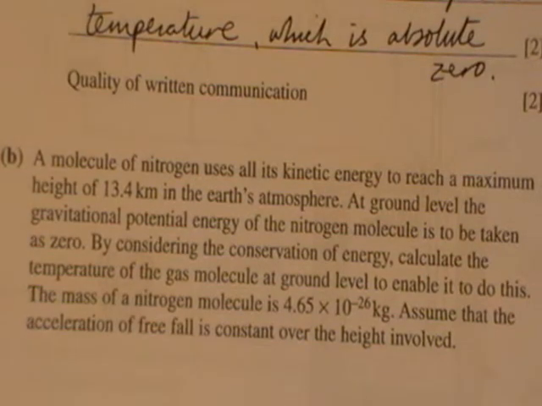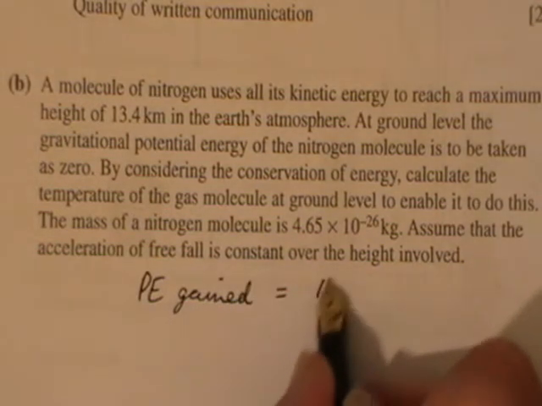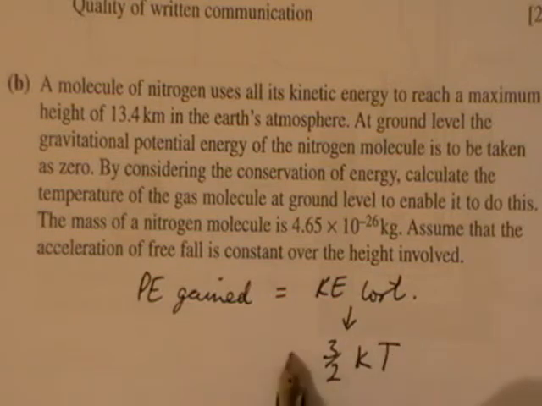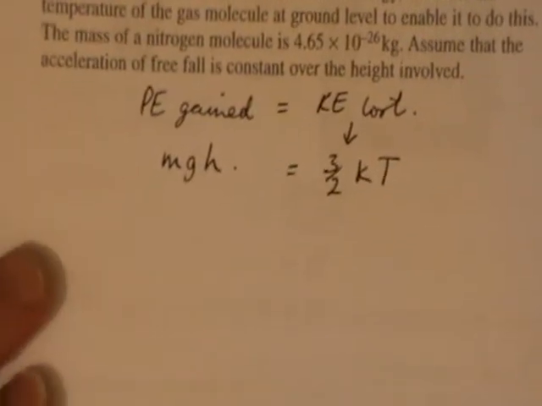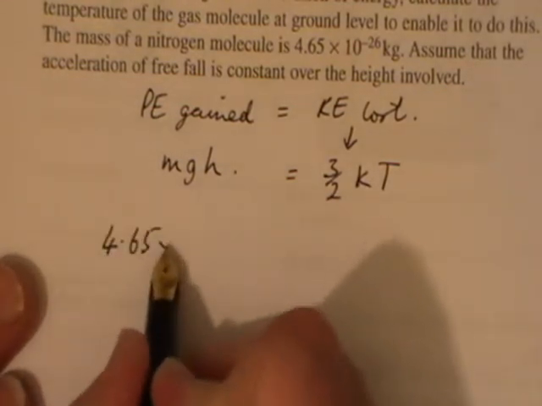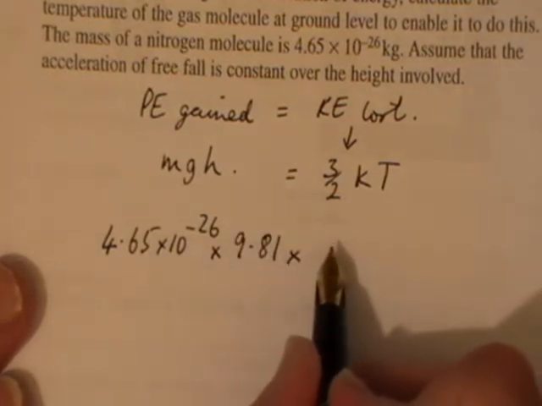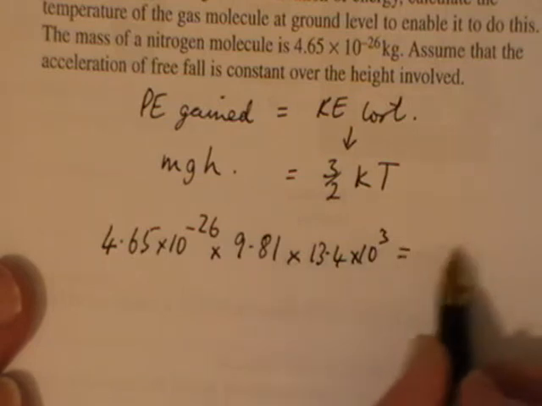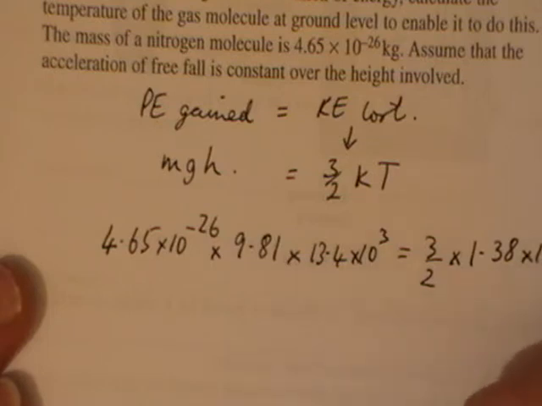So we're saying here that the PE gained is equal to the KE lost, and because this is a gas molecule, its kinetic energy is 3/2 kT, and that has to be equal to mgh. So fill in the values: 4.65 times 10 to the minus 26 for the mass, times 9.81 for gravity, times the height that it gained, which is 13.4 times 10 to the power of 3, is equal to 3/2 times 1.38 times 10 to the minus 23 times the temperature in Kelvin.